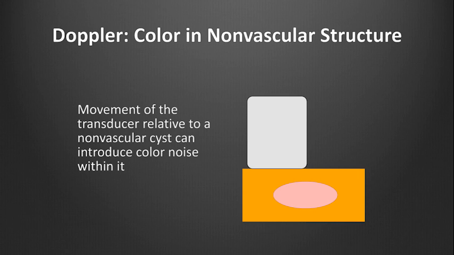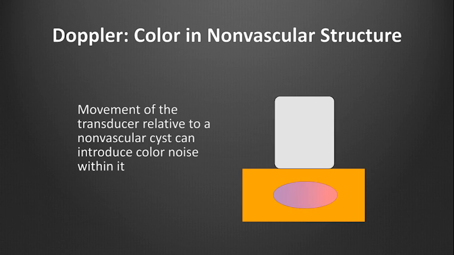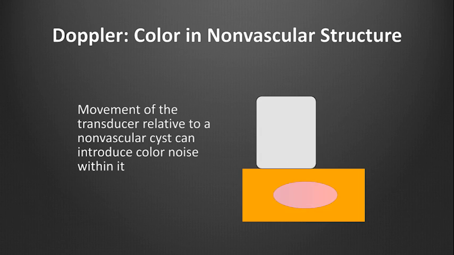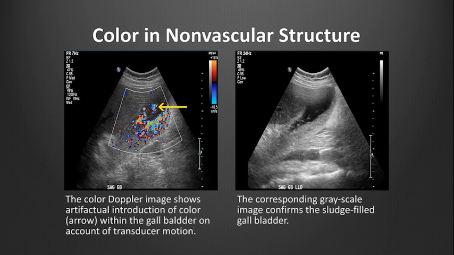The most common artifact encountered when using color Doppler is the appearance of color in a non-vascular structure due to movement of the transducer. Any movement of the reflector or transducer relative to the other is capable of producing a Doppler shift. Here we see the color artifact within the fluid-filled gallbladder due to movement of the probe. Be sure to hold the probe completely still when using color to distinguish a structure with flow.